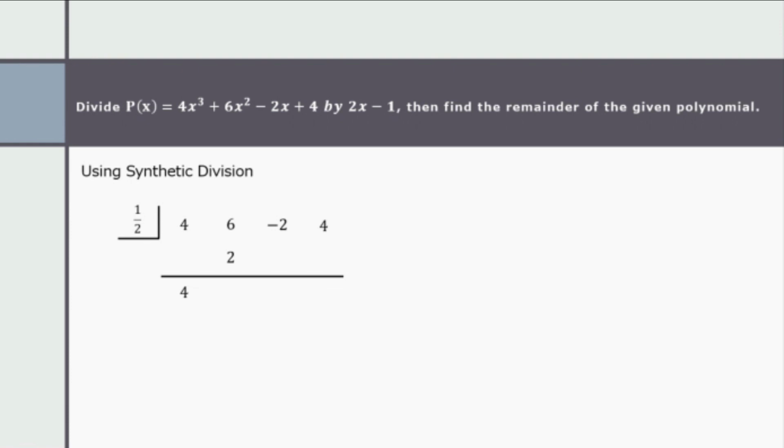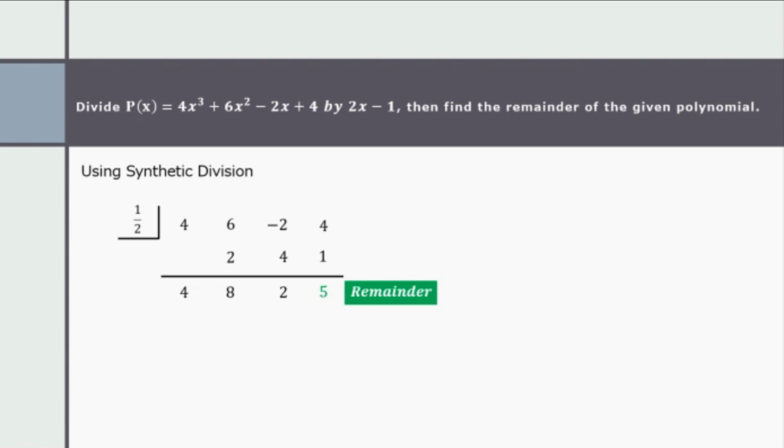Then 6 plus 2, we have 8. 8 multiplied by 1/2, we have 4. Then -2 plus 4, we have 2. Then 2 multiplied by 1/2, the answer would be 1. And 4 plus 1, we have 5. There are no terms left to bring down, therefore we consider 5 as the remainder.